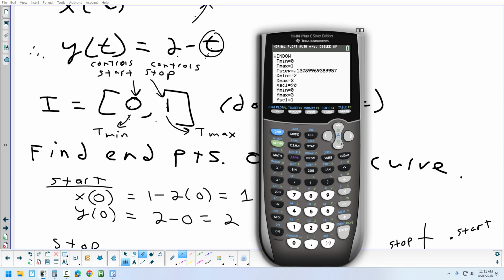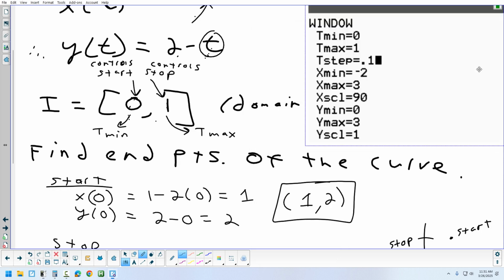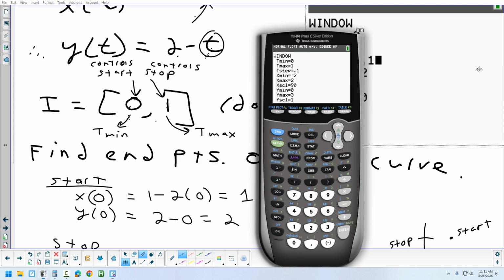Okay, t-step, I need to explain what that is after. Just put it on 0.1 for now. Okay, so that's everything you should have on your graph. Okay, let's hit graph. It's going to do it pretty quick, so you can watch it. It'll go right to left.